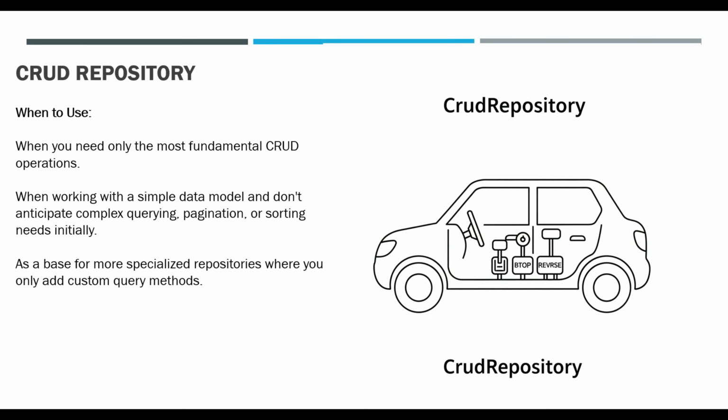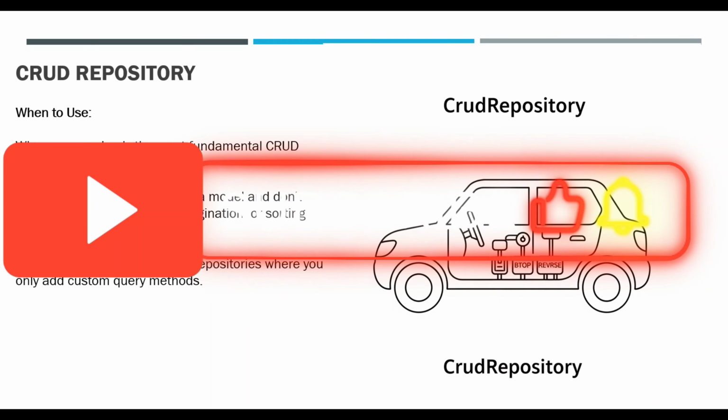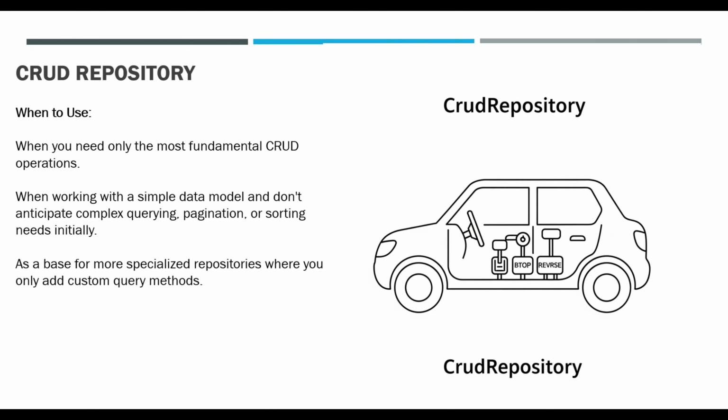Now where do we use it? When you want only the basic fundamental CRUD operations, you use it. When you're working with very simple models and you don't want complex querying or pagination, you use it. This is also a specialized repository where you can add some custom query methods as well. So this is about the CRUD repository.